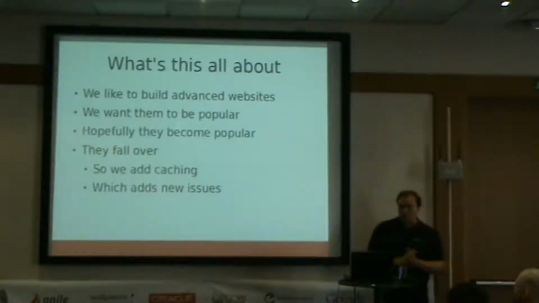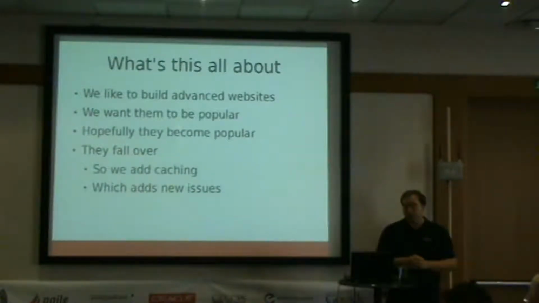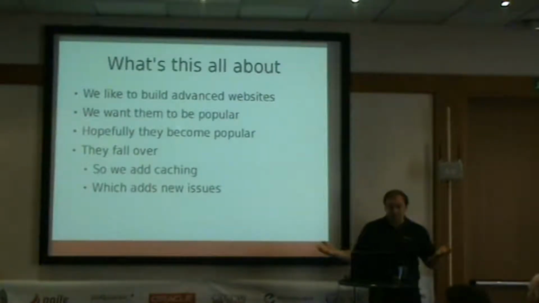Sort of a quick recap on what we're going to get into here. We all like to build advanced websites, right? That's sort of who builds non-web applications these days. And we want them to become popular. And hopefully, they do become popular and then they crash. And then we add some level of caching to make them not crash. And then we get a whole bunch of other issues that we need to deal with around that. This is a way to deal with these issues that will show up when we add the caching, because caching will make it go fast and make it not crash and make the users complain that they get the wrong data. That's sort of the basis of it.